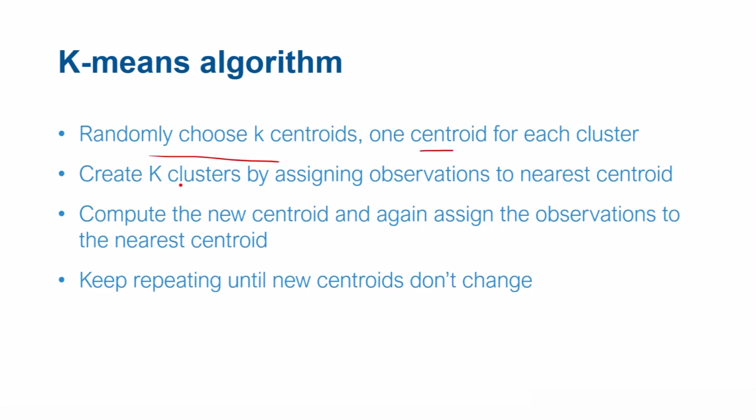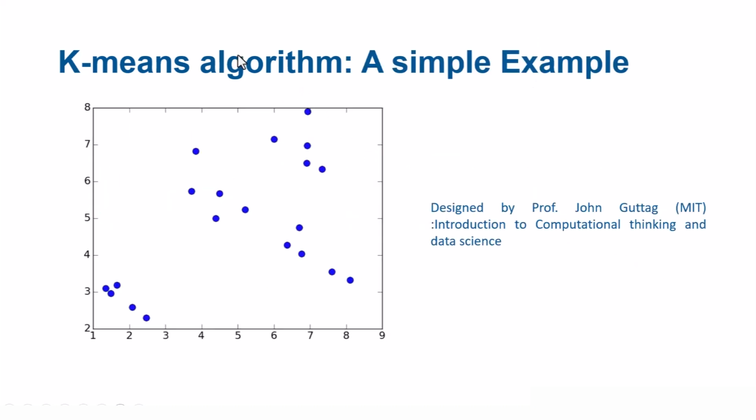We create k such clusters by assigning the observations that are nearest to a chosen centroid. Then we compute the new centroid for each cluster and again assign the observations to the nearest centroid. We keep repeating this until the new centroids don't change and observations don't switch their groups or clusters. Let's see how it works graphically.